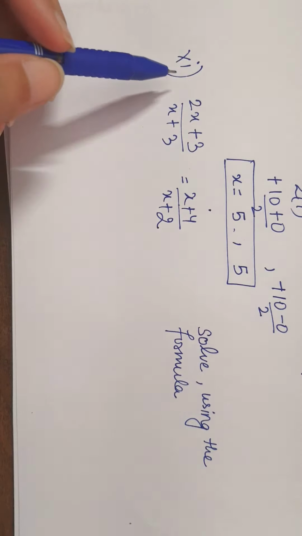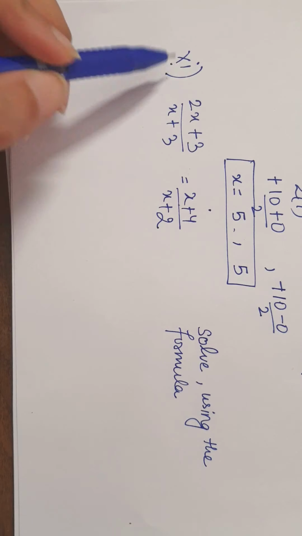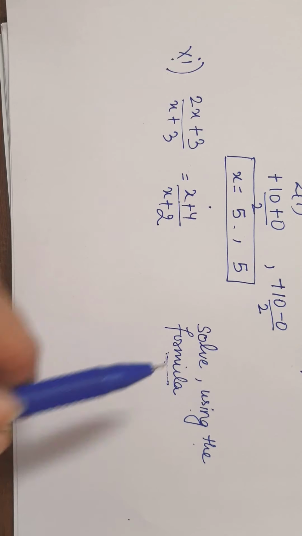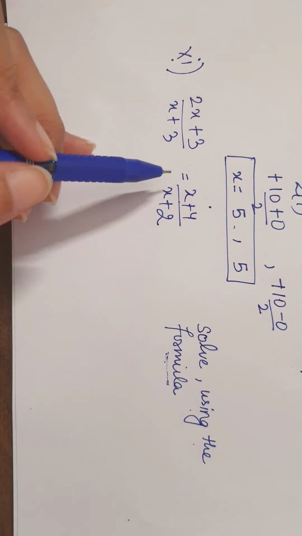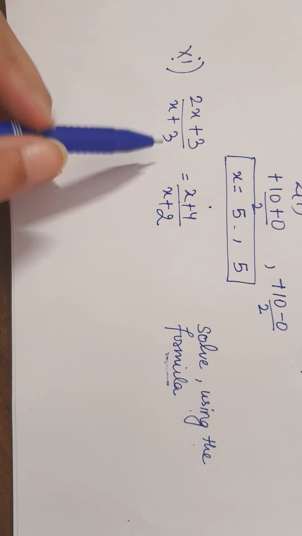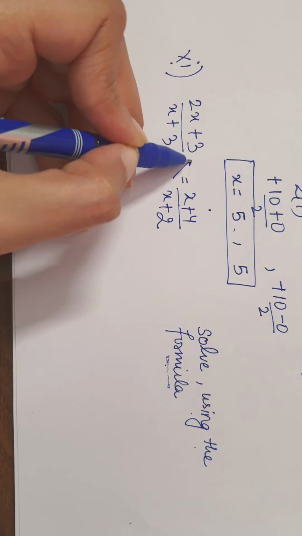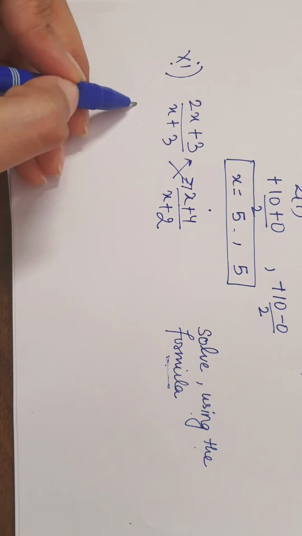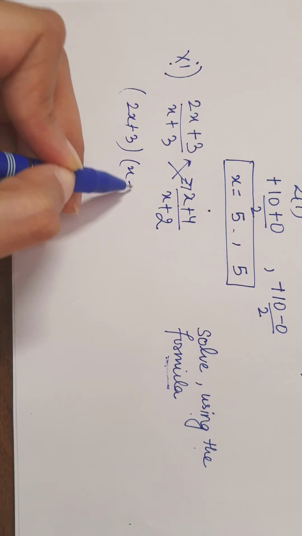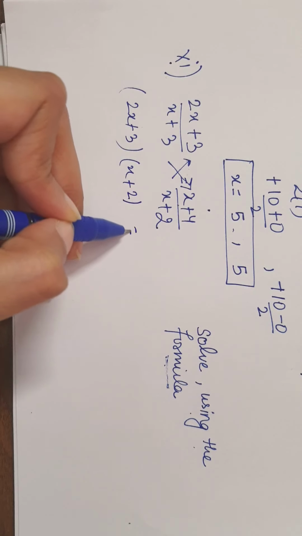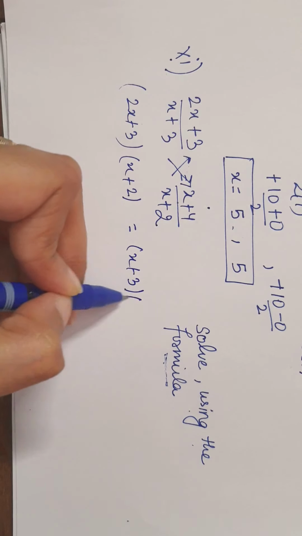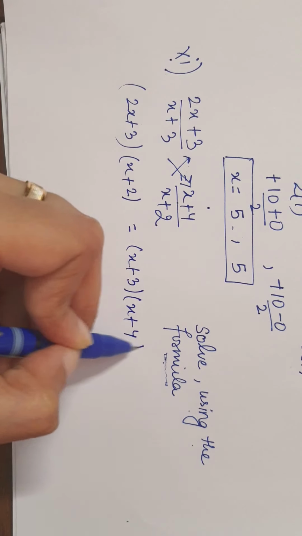So this is your next question, 11th part of question number 1. Again, solve using the formula. So we will not use factorization at all. This is in the standard form, is it? No, this is not. So first we will convert by cross multiplying. 2x plus 3 multiplied with x plus 2, and these both will be multiplied. I hope you know how to multiply the binomials.